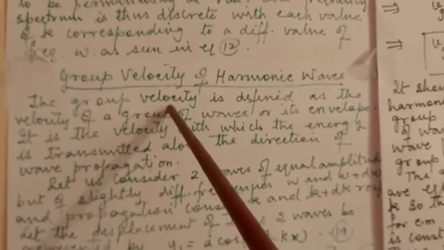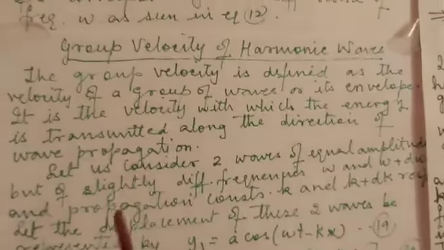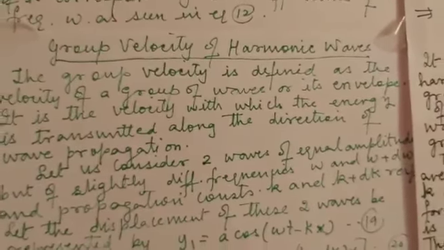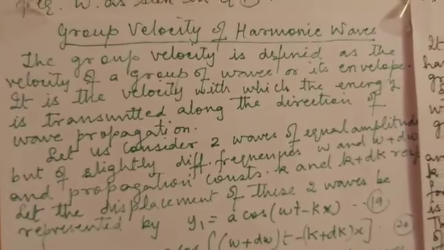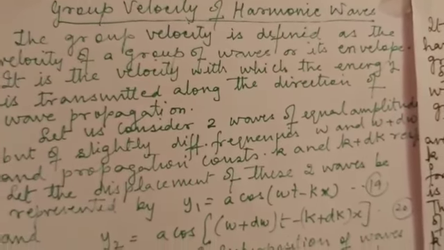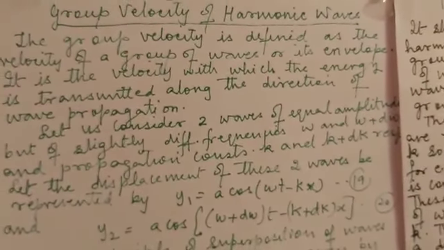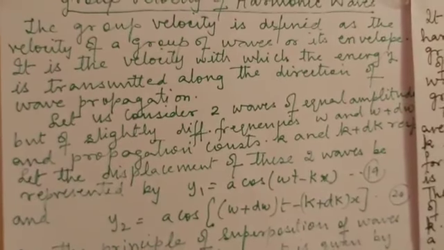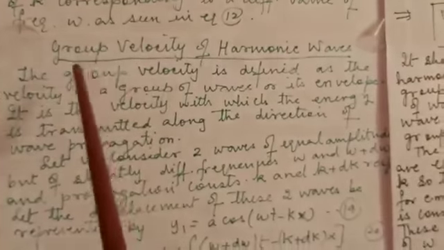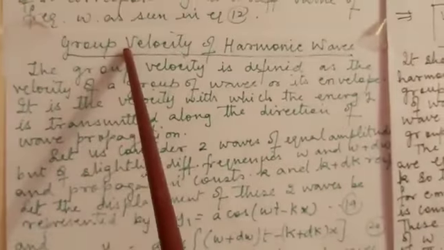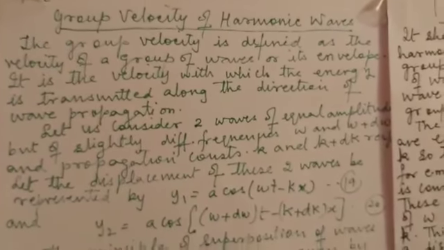अब group velocity, हम लोग phase velocity किए. Now what is group velocity of harmonic wave? The group velocity is defined as the velocity of a group of waves over its envelope. It is the velocity with which the energy is transmitted along the direction of wave propagation. इसलिए group velocity बहुत important है क्योंकि this is the velocity with which the energy is transmitted.